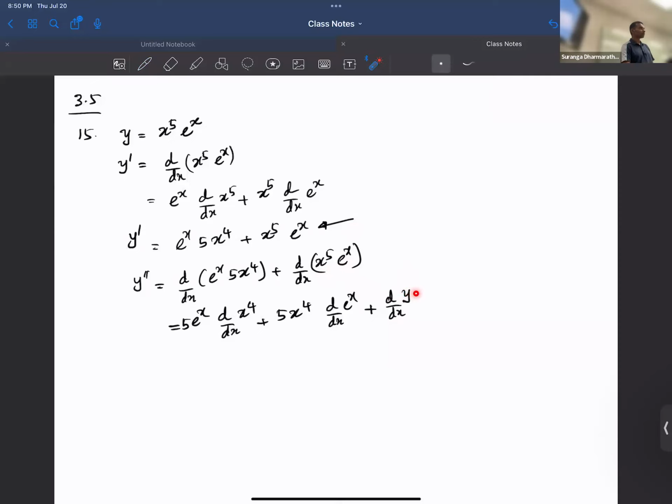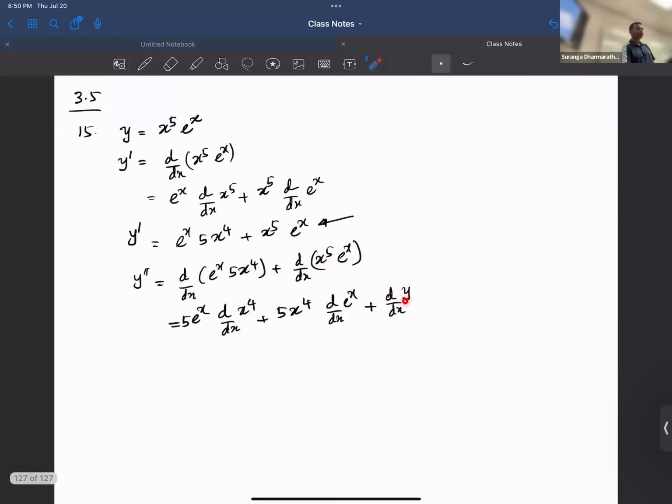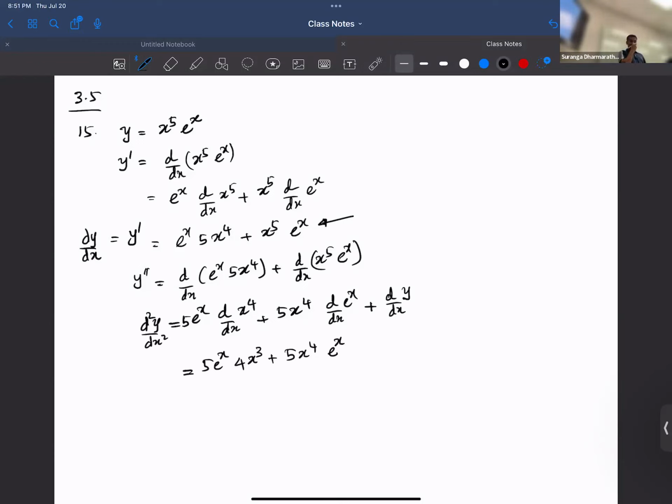Does that make sense? Let me know if it doesn't make sense. I can do product rule again. This is y, right? Instead of this, I wrote y. So I keep it like that. It may be easier for me to do this. Because this is dy over dx, and this is d squared y over dx squared. Okay. And what do you get? This is 5 x to the power 5 e to the power x, and then 4x cubed plus 5x^4 e^x, plus y prime.